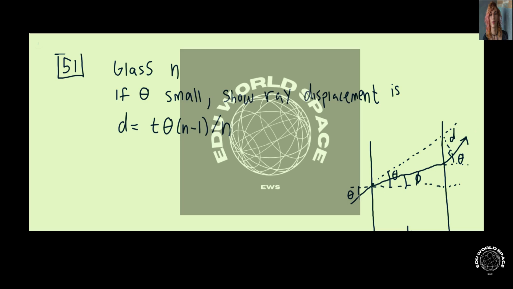And due to the refraction, once the ray emerges, it'll be displaced some distance d from the original beam if it were to pass straight through it. And so we're going to show that if the angle for the incident beam is small, we're going to call this angle theta, the resulting ray displacement will be d equals t theta (n minus 1) over n.